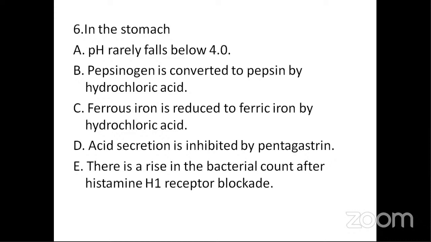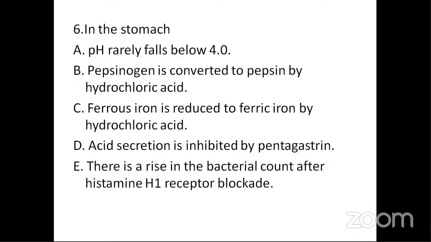It is false because HCl reduces the trivalent ferric iron to the divalent ferrous form, in which it can be absorbed in the small intestine. So option C is false again.